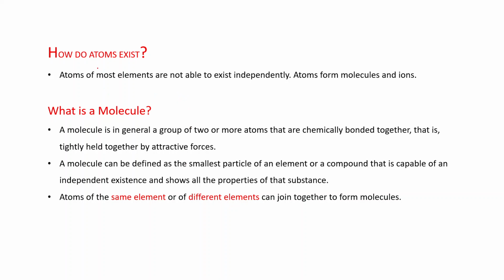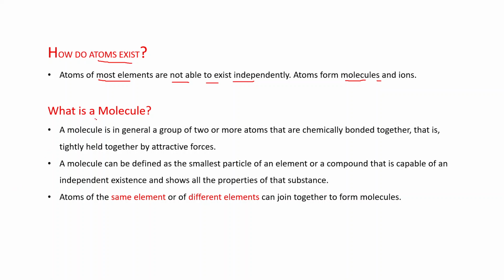How do atoms exist? Atoms of most elements are not able to exist independently. Atoms form molecules and ions. Only atoms of the noble gases, that is helium, neon, argon, krypton, xenon and radon, are able to exist independently. Atoms of other elements combine and form molecules or ions.